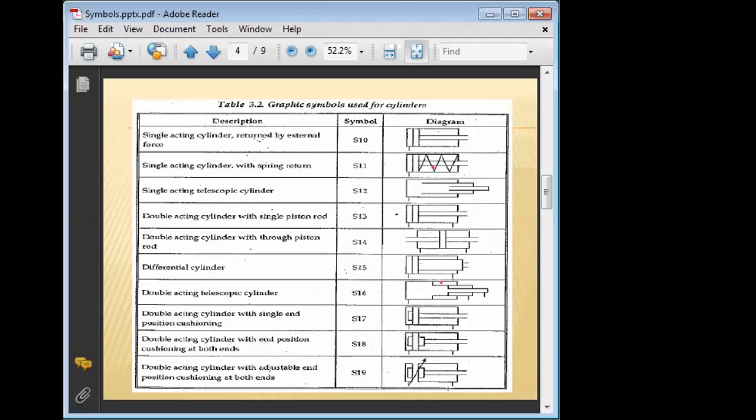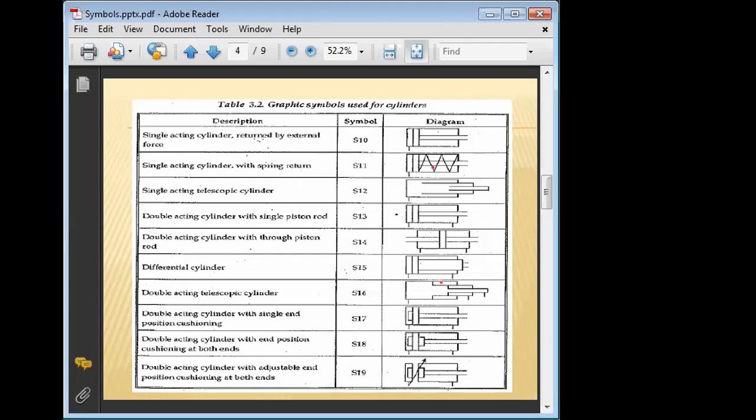Whatever symbols I have shown are all standard ISO symbols, which are used for hydraulic and pneumatic systems, or fluid power, to represent fluid power components and systems in schematic drawings. Originally, these symbols came from the United States.